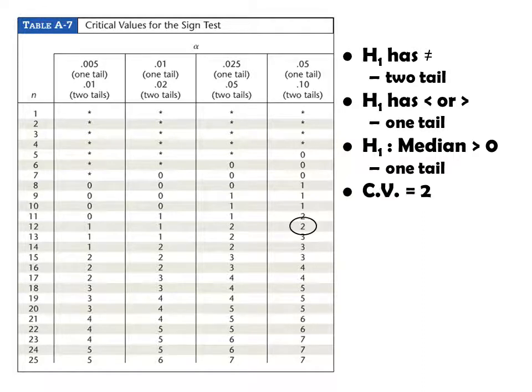So therefore we're going to be using 0.05 one-tail, which is in that right-hand column. So we go to that right-hand column and then down to n equals 12, and we get our critical value, which is 2. So that's our critical value.